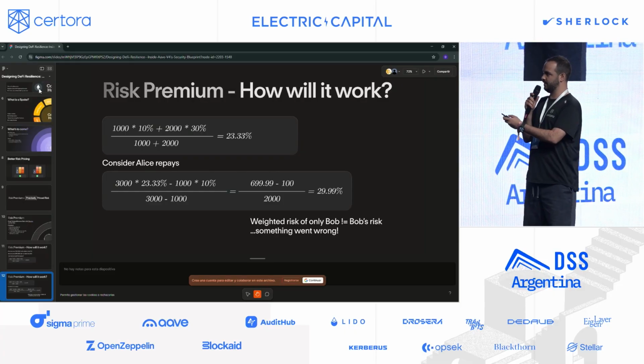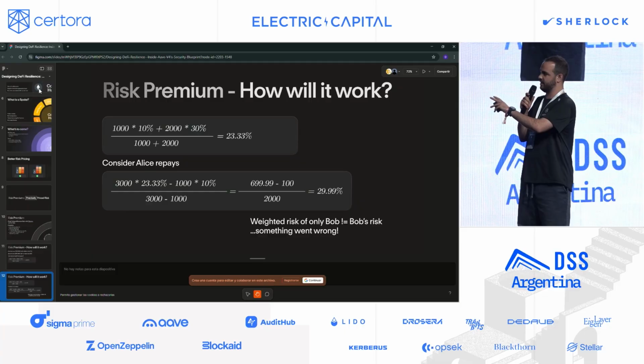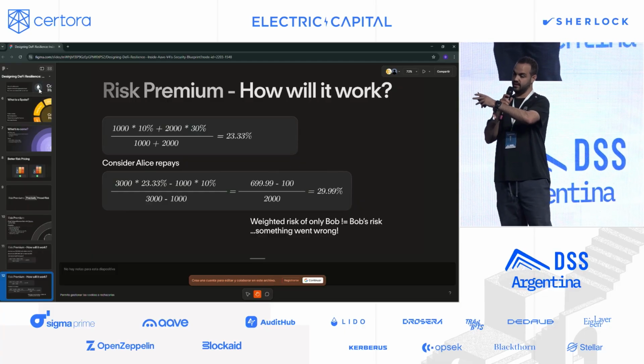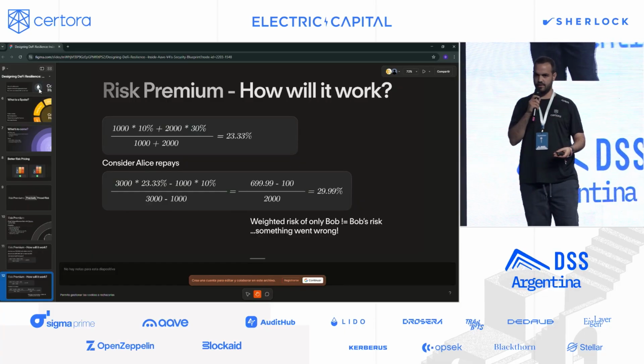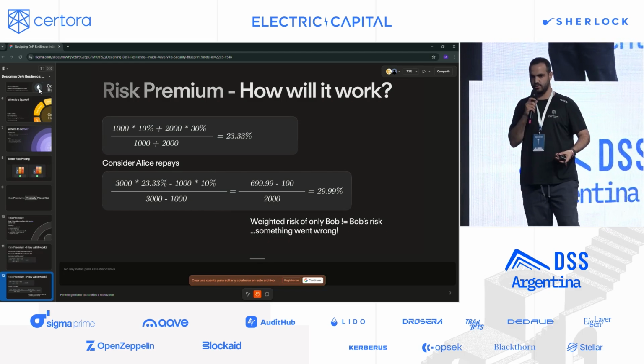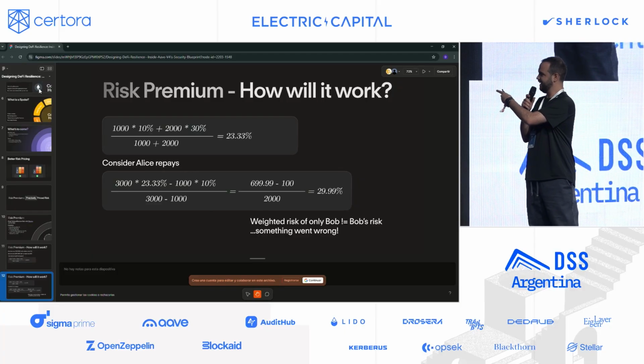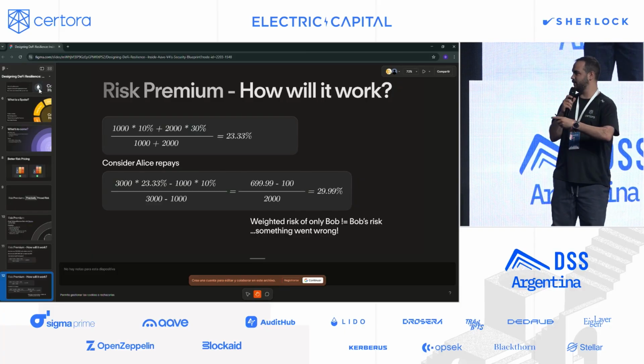If Alice repays, we just need to remove her from the weighted average, which basically means that we take the old total debt times the old weighted average, then we subtract Alice's debt times Alice's risk, divided by the new total. It basically turns out to be 29.99%, and it's not 30. Why should it be 30?